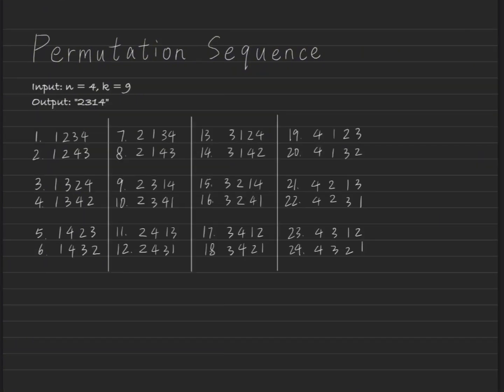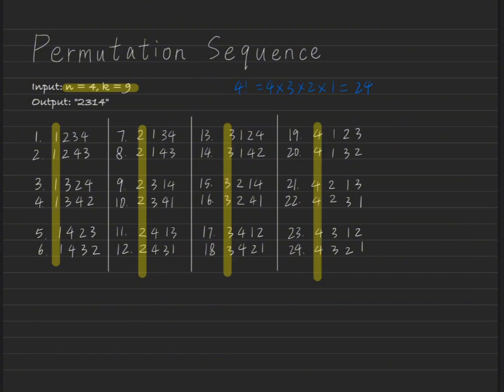Let's look at the example where n equals 4 and k equals 9. There are 4 factorial, which is 4 times 3 times 2 times 1 equals 24 possibilities. If we look at the sequence closely, we'll notice that the first 6 numbers all start with 1, and the next set of 6 numbers all start with 2, then 3, then 4. The second number will change every 2 times. Then the remaining numbers just alternate each time. Do you see the pattern here?